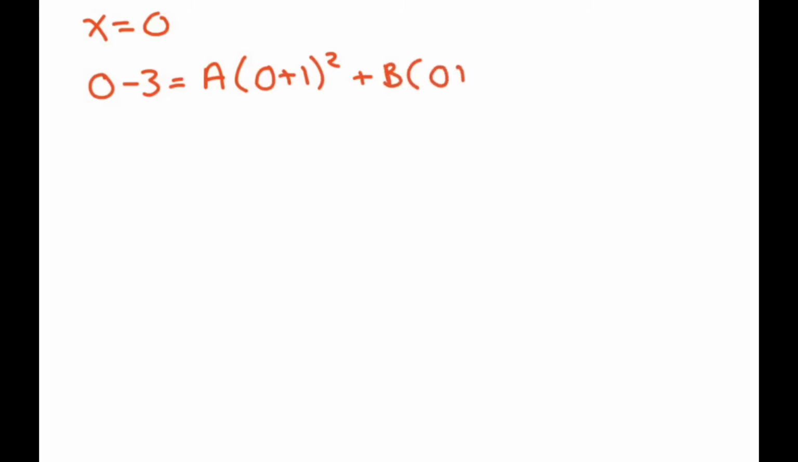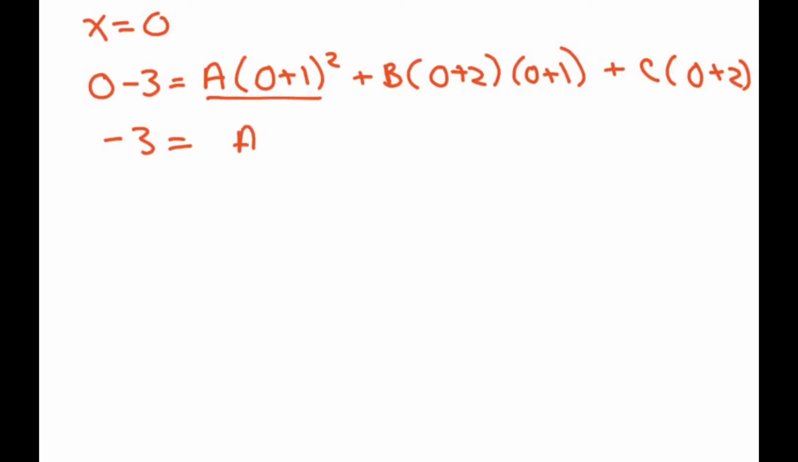Now the next one I'm going to do is let x equal 0. And I'm going to plug everything in. So we have 0 minus 3 equals A times 0 plus 1 squared plus B times 0 plus 2 times 0 plus 1 plus C times 0 plus 2. So we get negative 3. This is just going to be A. This is going to be 2 times 1, so this is going to be 2B, because that's just 2 and that's just 1, and plus 2C.